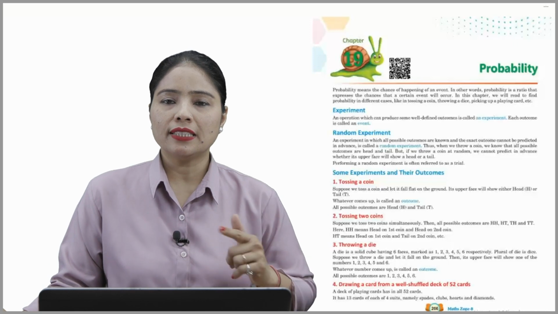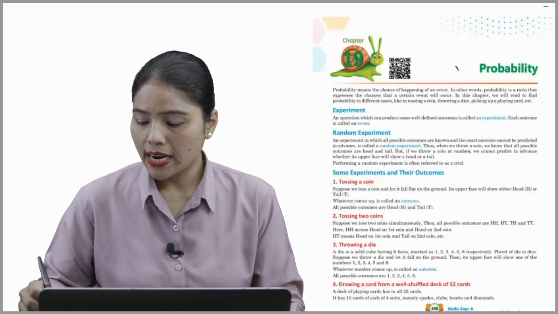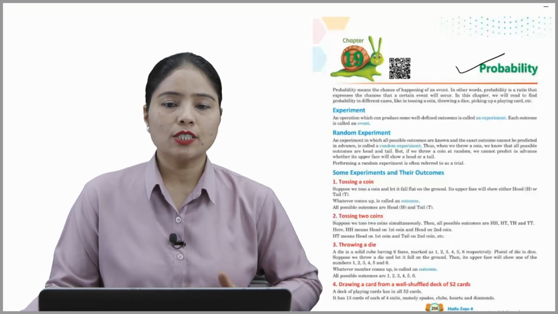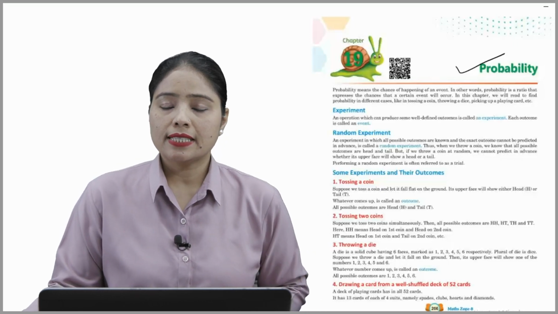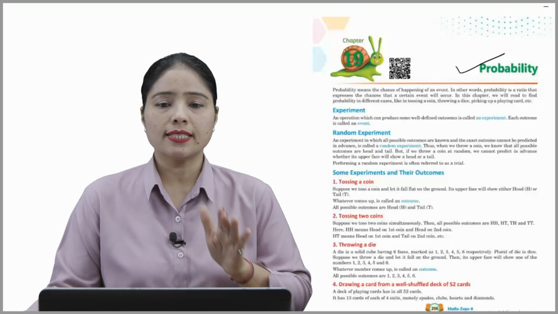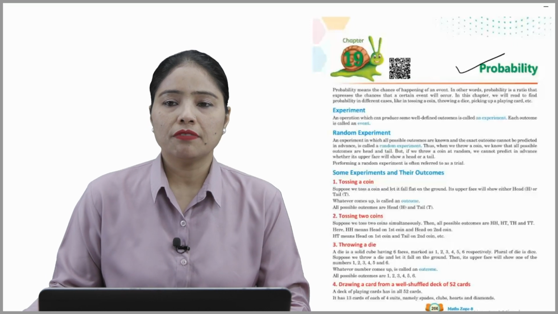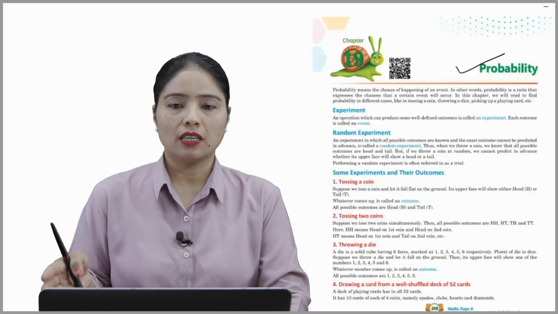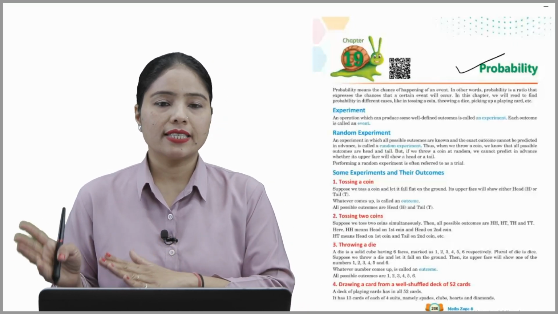So children, today in this class we are going to learn about probability. So let's start with that, beta. Probability means the chance of happenings of an event. In other words, probability is a ratio that expresses the chances that a certain event will occur. In this chapter, we will learn to find probability in different cases like tossing a coin, throwing a dice, picking up a playing card, etc.